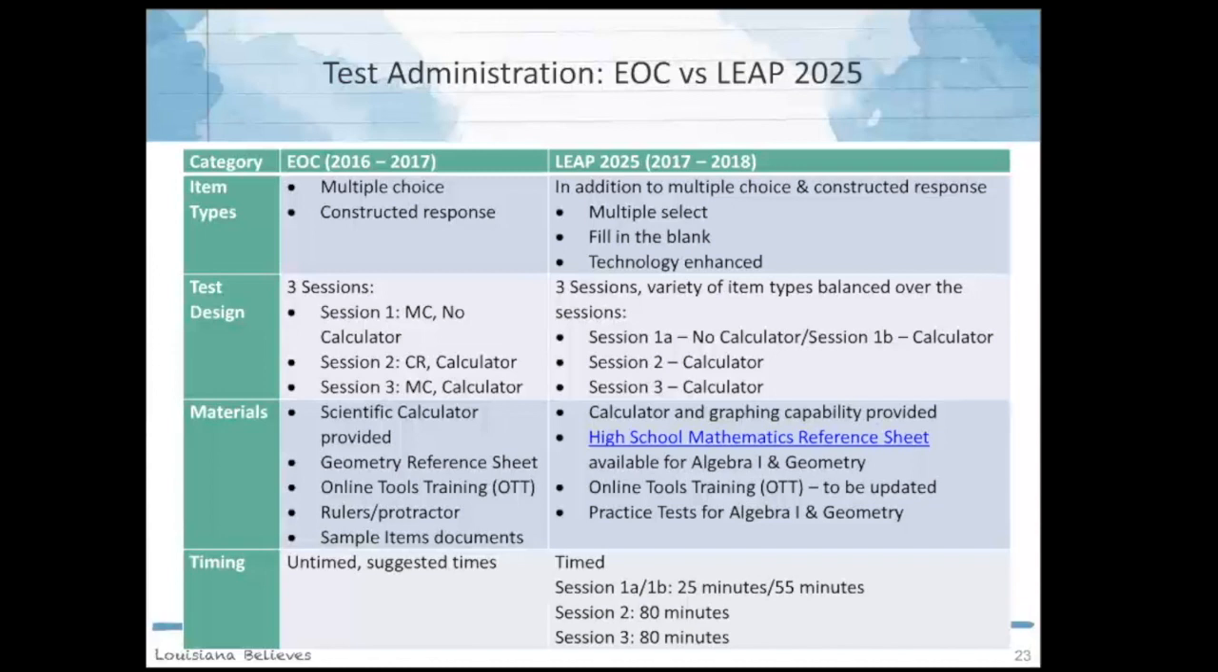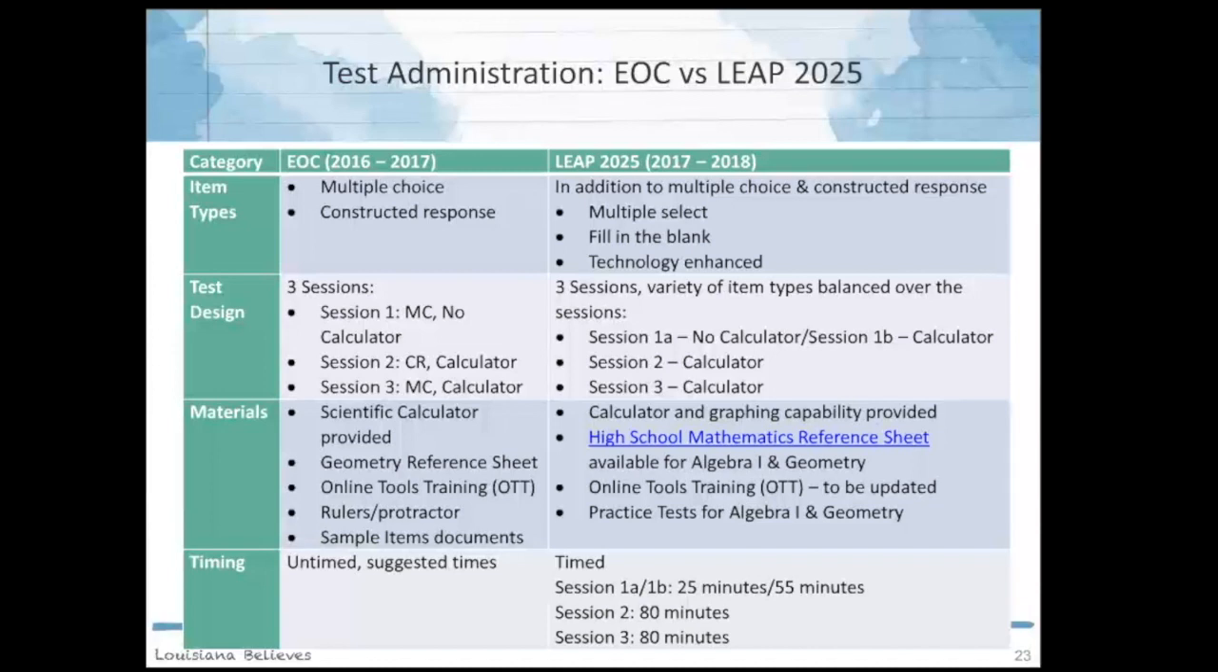Previously, students were provided a scientific calculator online, and they could use the handheld. They can still use the handheld. Geometry reference sheet with no algebra reference sheet. They had an online tools training last year, but it was pretty basic. And then we're given rulers and a protractor, and also there were sample item documents online.